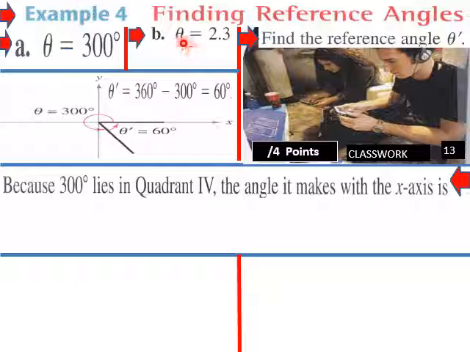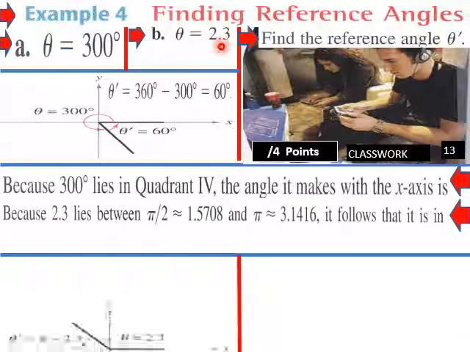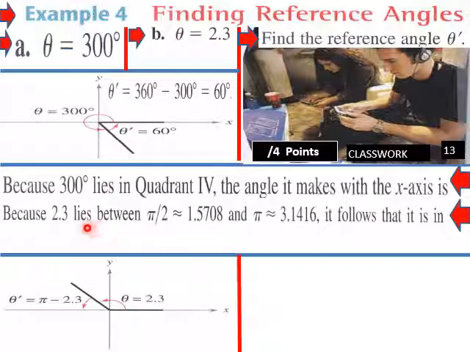And then what about when theta equals 2.3? So that, I suppose, would be radians, because 2.3 lies between pi over 2, which is 1.5708, and pi, 3.1416. It would be somewhere over here, theta equals 2.3. So our reference angle will be here at pi. So theta prime would equal pi minus 2.3 here. Here is our 2.3, theta is 2.3.